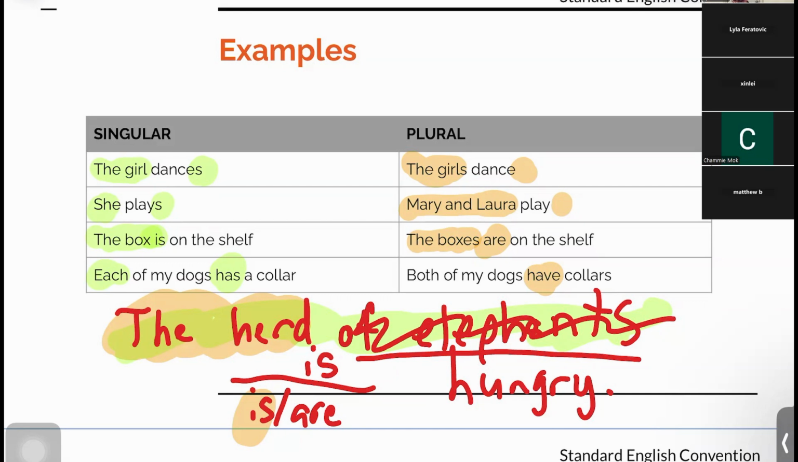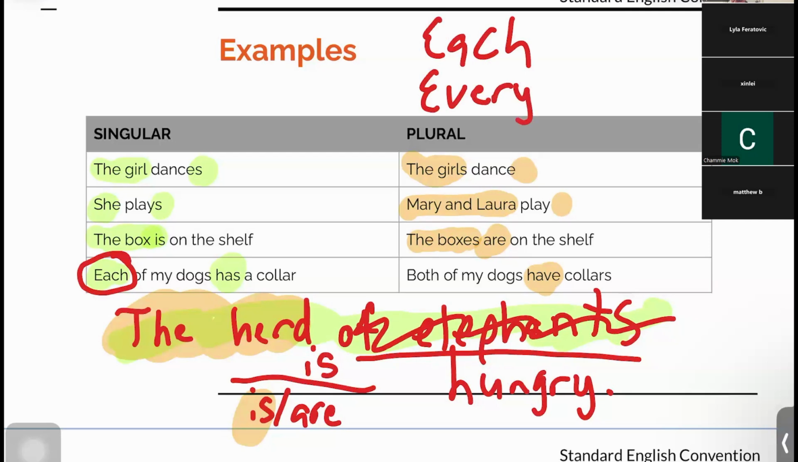So a quick extra little thing I'll mention connected to this idea. There are some words, each, every. I'll start with those two. Each and every can be the subject of your sentence. And if you have either of these words in the subject spot, these are always singular. Each is always singular. Every is always singular. A word like both would always be plural also. So each always singular, every always singular.